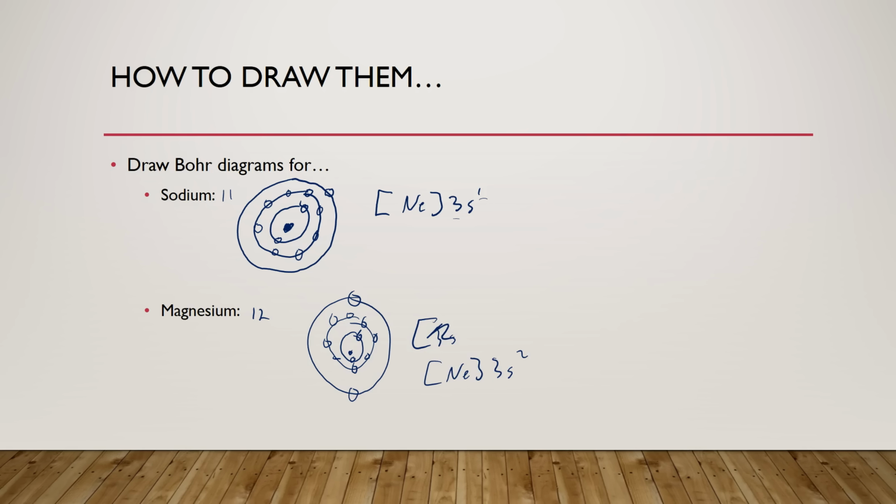All right, so essentially, again, you look at what row we're in. That tells you how many circles to draw. You fill all the inner circles with up to 8, and then whatever's left over goes in that outer circle.